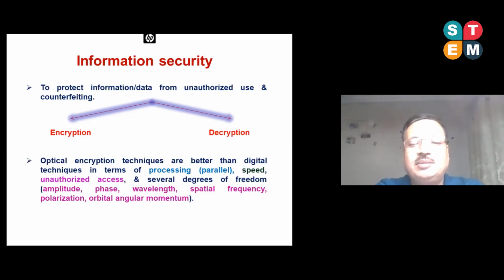Why is it better? There are several degrees of freedom associated with optics, which we can utilize in such crypto systems. Processing is done in parallel. Optics does parallel processing as compared to the digital domain, where it is serial processing. Speed is undoubtedly much better in optics, since nothing can beat optical speed. It offers protection against unauthorized access to the data, and several degrees of freedom, including amplitude, phase, wavelength, spatial frequency, polarization, and orbital angular momentum. These are the various degrees of freedom which we utilize in designing crypto systems that are purely based on optics.